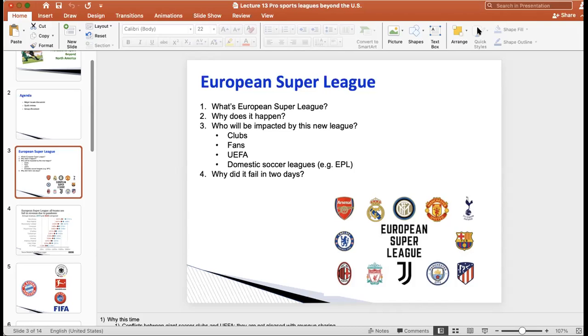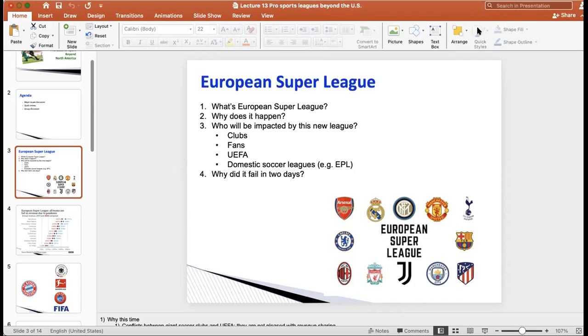From UEFA's perspective, they will be impacted significantly, right? In the past, people paid attention to the European Champions League, right? Because that's one of the most important events during the year, one of the most revenue-generating events during the year. However, because of the European Super League, the attention on the European Champions League obviously is much less than before, and they won't be able to generate as much revenue, and it impacts the value of the brand.